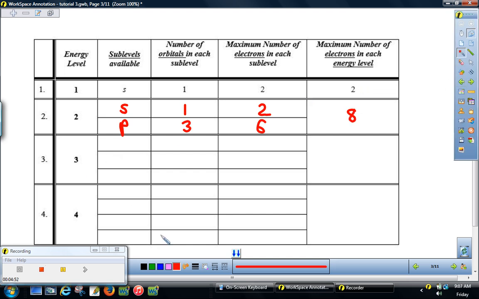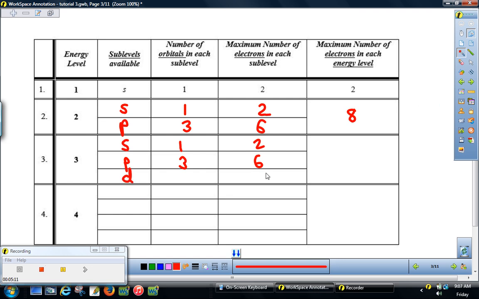The third energy level is even bigger. So just like the second energy level, there's going to be S, and there's going to be P's. There's one type of S, it can hold 2 electrons. There's 3 types of P's, X, Y, and Z. Each one can hold 2. So the numbers stay the same. However, we have room for a third type of sublevel.